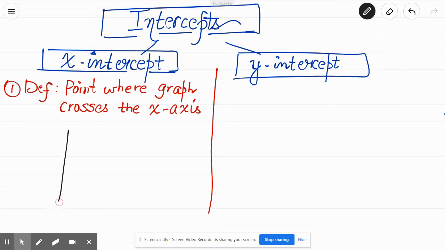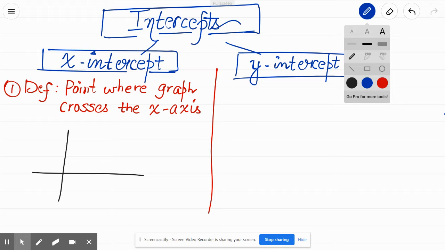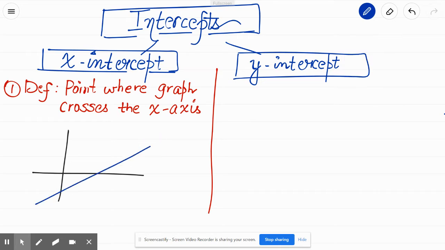Graphically, it looks like this. So let us say we have a linear equation or a straight line, and this is the x-axis. So this point here is where the graph is crossing the x-axis, and at this point, y is always 0. So let us say it's crossing at 3, 0. So the x-intercept here is 3 and 0. We usually say both the points x and y together when we talk about the x-intercept. We will not say 3, we will say 3 and 0.